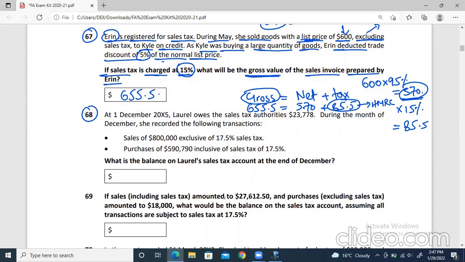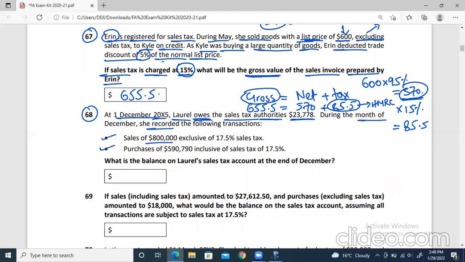Okay. Now at 1st December 2015, Laurel owes the sales tax authorities 23,778. So again, she's owing. Owes basically means she has to give them. This is the opening payable, right? Opening liability, opening payable, 23,778. So during the month, these transactions happen. First of all, sales, then purchases.